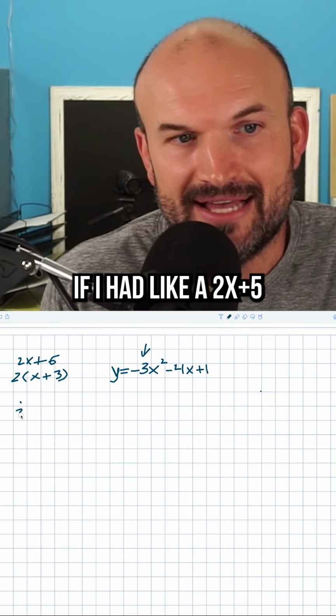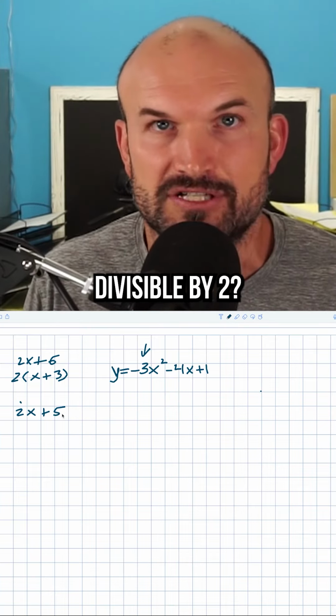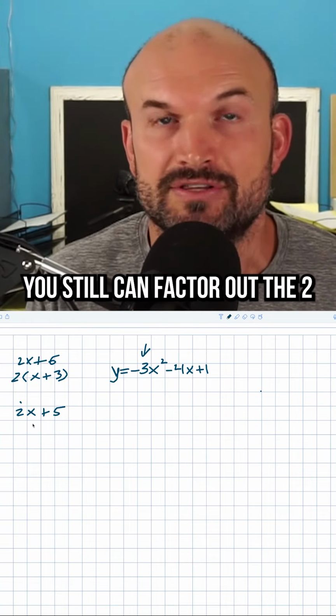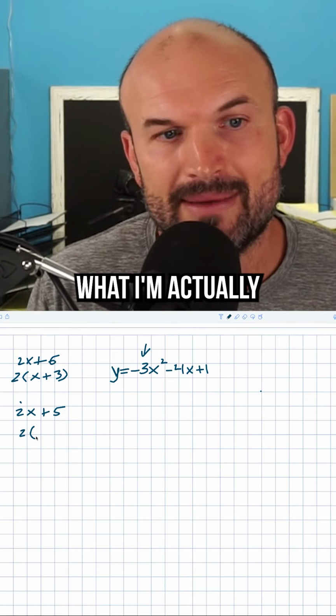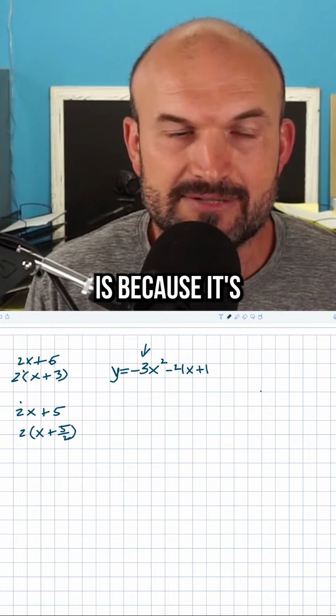But what about if I had a 2x plus 5? A lot of students will get confused because 5 is not divisible by 2. But guess what? You still can factor out the 2. When I go ahead and factor out the 2 here, what I'm actually going to be left with is a 5 halves. And again, the reason why this works, guys, is because of the distributive property.